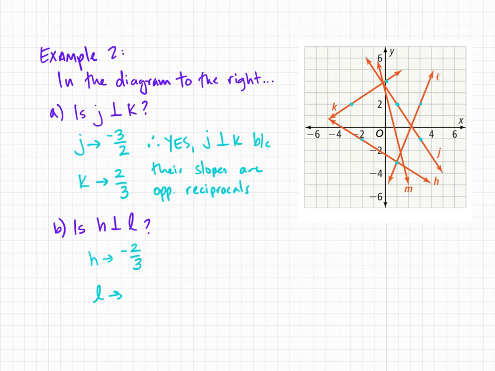Now for L, this will be a positive slope because it's going up. It's going to go up 1, 2, 3, 4, 5, and then right 2. So my slope is up 5, right 2, so it's 5/2. Now if I look at these two slopes, one is negative and one is positive, but they're not reciprocals. So they're opposite signs, but they're not reciprocals. Therefore, I can say that H is not perpendicular to L because the slopes are not opposite reciprocals.